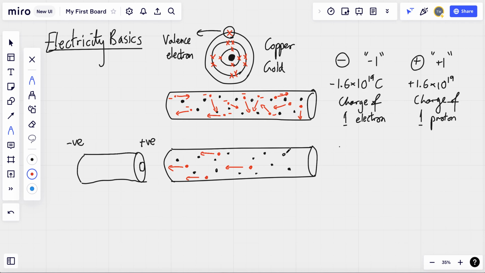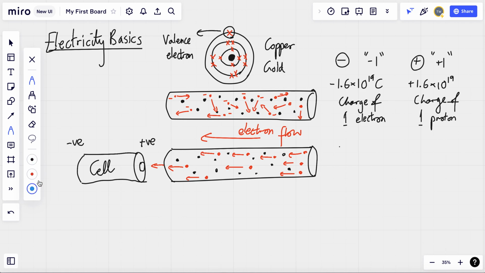They're all going to travel towards this positive terminal, because as we know, a negative charge is attracted to a positive. So I get this flow of electrons moving towards this positive end, and that's what we call electron flow. These free electrons are attracted towards the positive end of this battery, or this cell. And if I was to flip the battery round, they'd all move the other way.